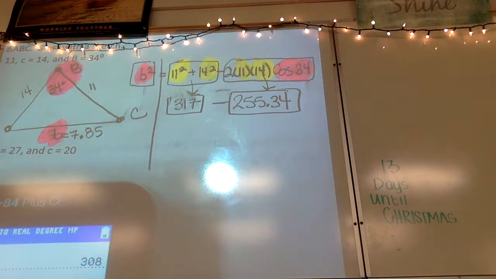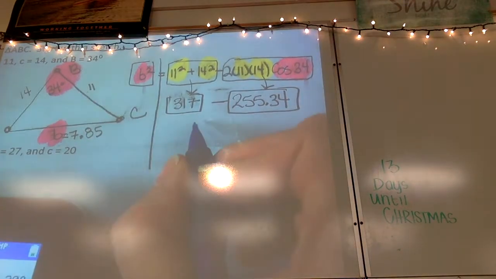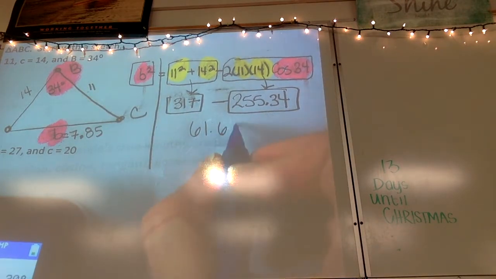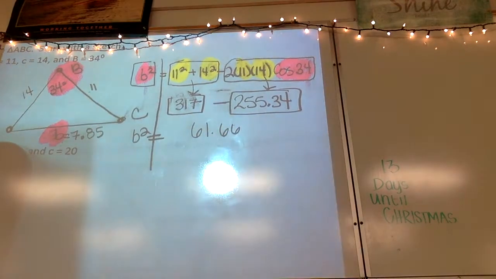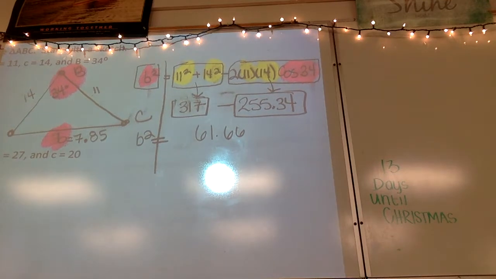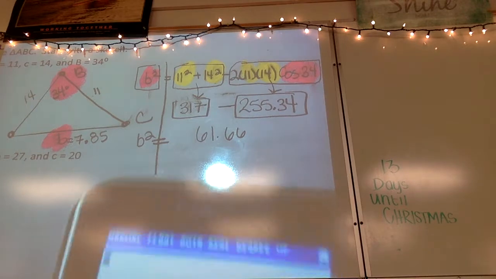So then you do subtract. So there's your 61.66, I'm going to call it. And then your last step would be to square root. Okay? So as long as you keep the blocks of work separate, it will work for you that way too. So you have 61.66, and then you square root it.